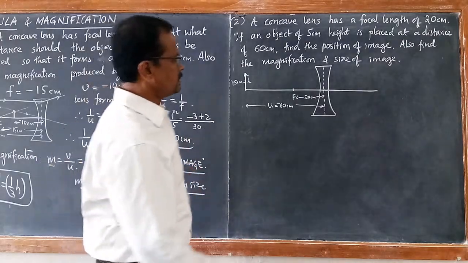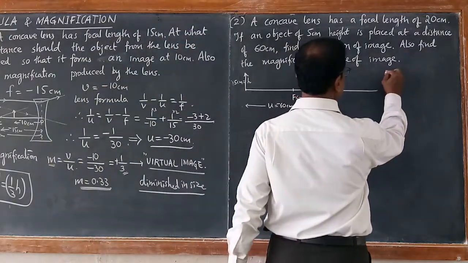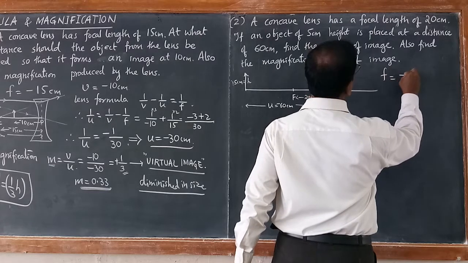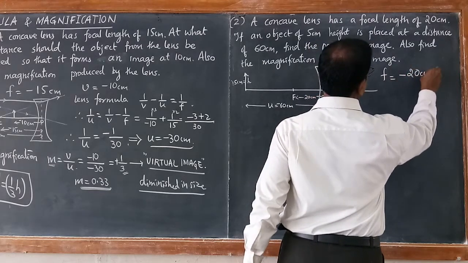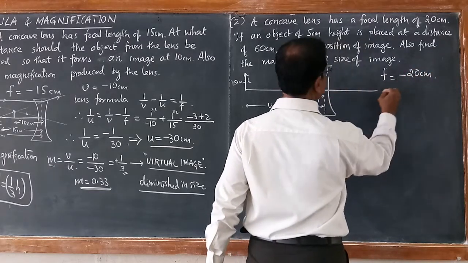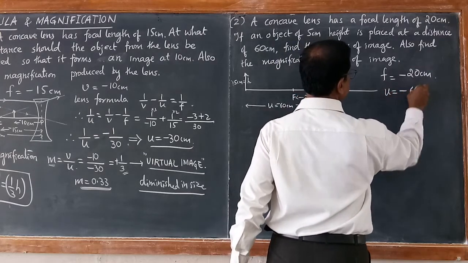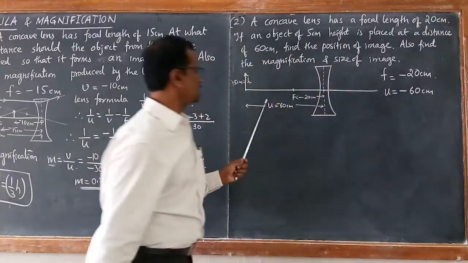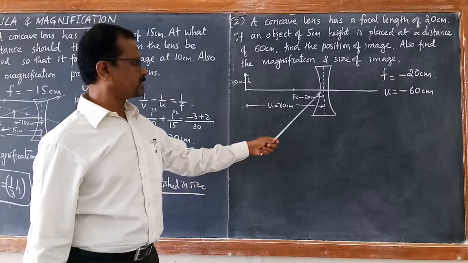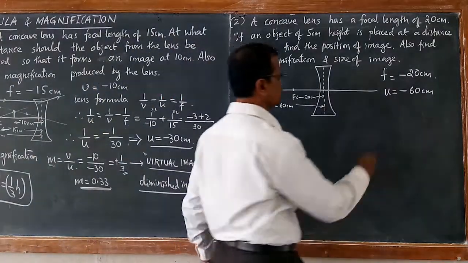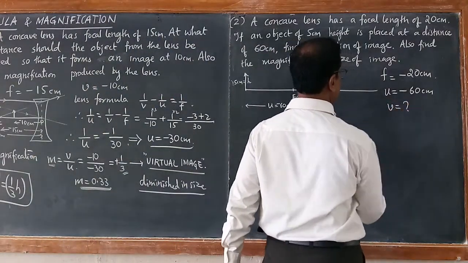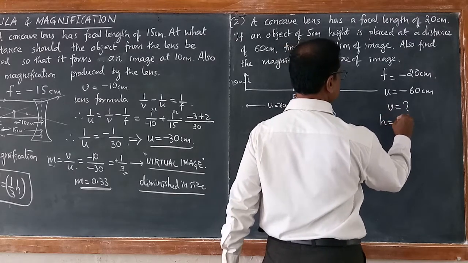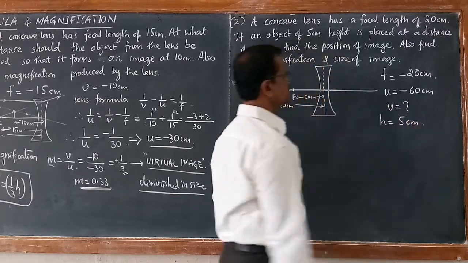Remember this. Here, given things: focal length is equal to minus 20 centimeter, and object distance is minus 60 centimeter. It is placed at 60 centimeter towards the left side, so minus 60 centimeter. V is equal to what? And the height of the object is given as 5 centimeter. These are the given things.